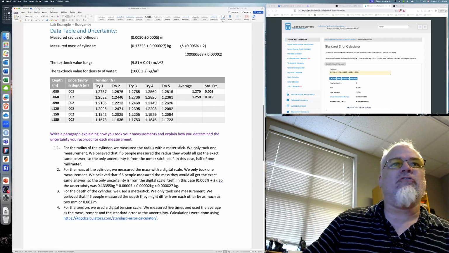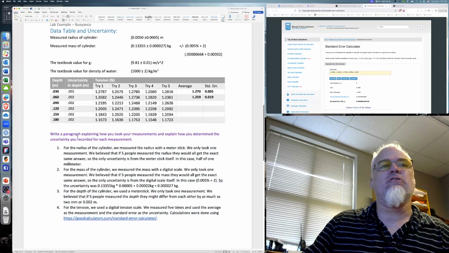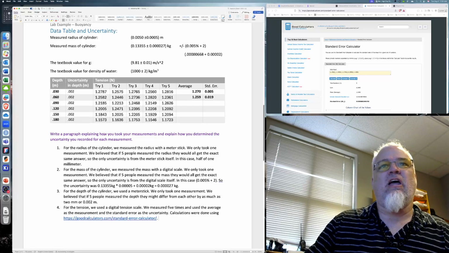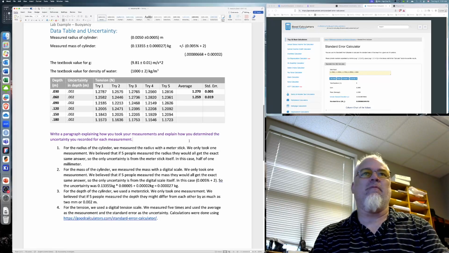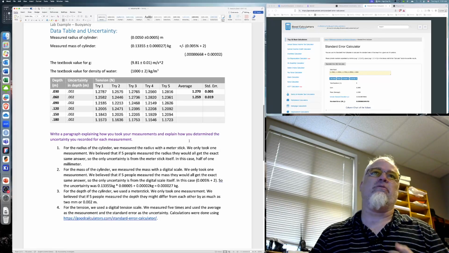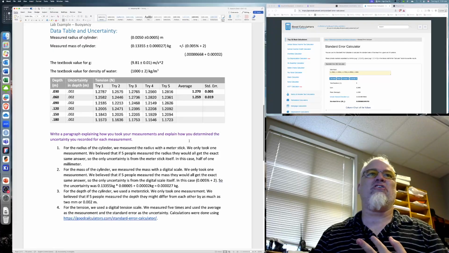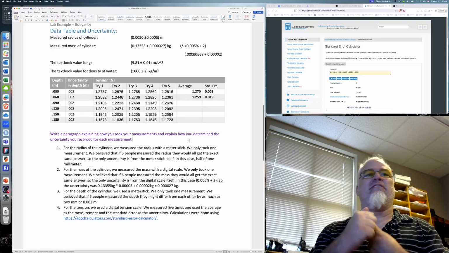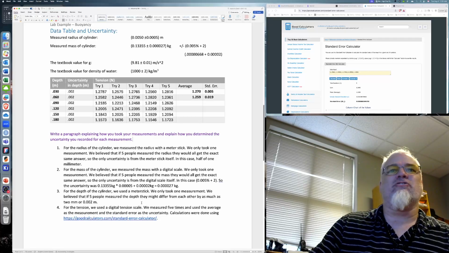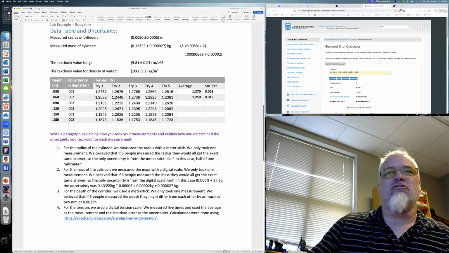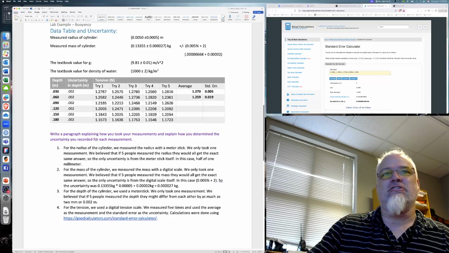Okay, and so look, what we've done here is we've very carefully explained how we measured each thing we measured and how we determined the uncertainty of each thing we measured. In this lab, we had to measure 4 different things: the radius of the cylinder, the mass of the cylinder, the depth of the cylinder, and the tension in the string. So I need 4 answers to this question. How did you measure it? How did you determine the uncertainty?